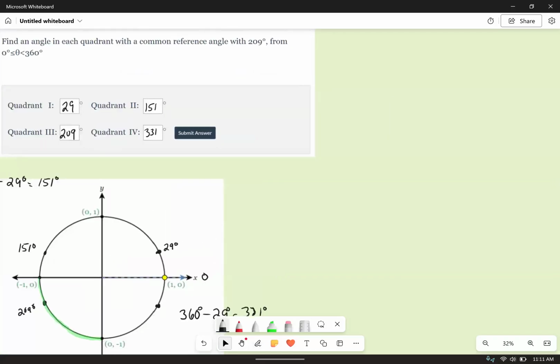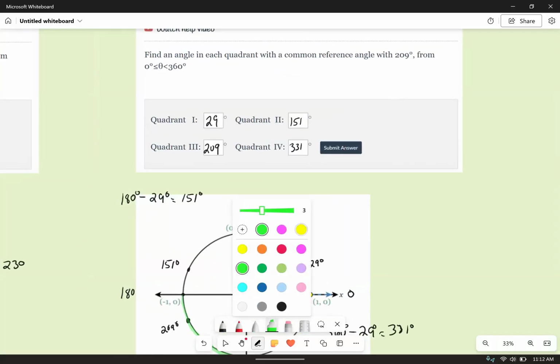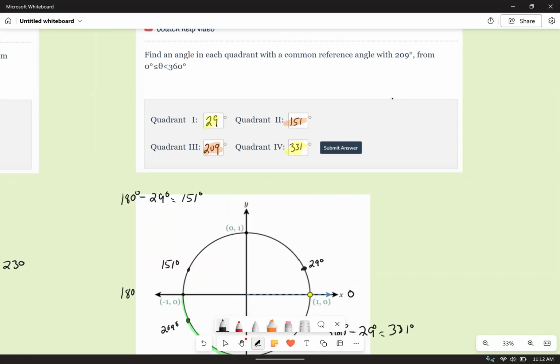Now, a good way to check your work on these kinds of problems, just want to finish with this, is to simply add your quadrant 1 and your quadrant 4 and your quadrant 3 and then your quadrant 2. And the sum of those should be 360. 209 plus 151 is 360. And 29 plus 331, guess what, is also 360.